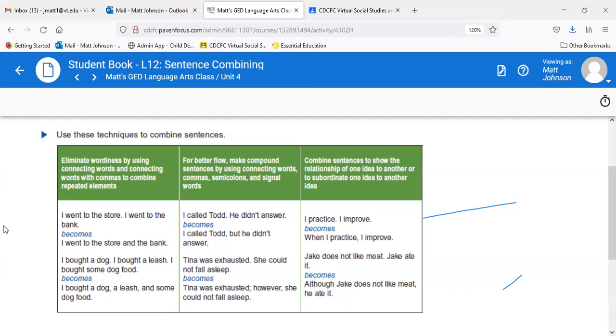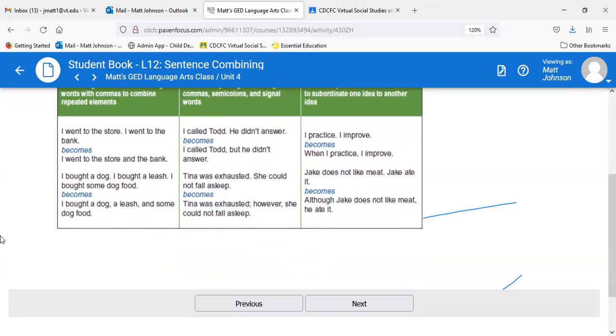Jake does not like meat. Jake ate it. Sometimes those short sentences can be confusing, right? If I put that all together, although Jake does not like meat, comma, he ate it. Now we're connecting it with the idea of meat. Separating those into two sentences, even though it's correct, the reader kind of loses what it is that he ate.